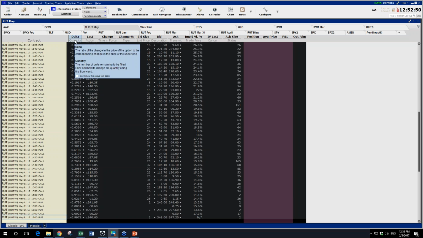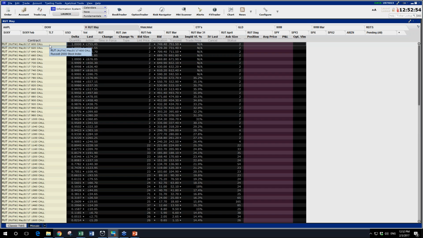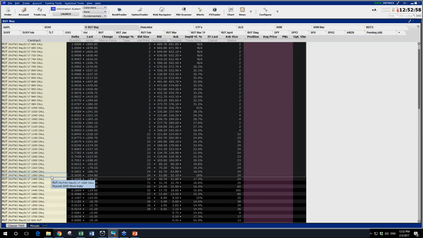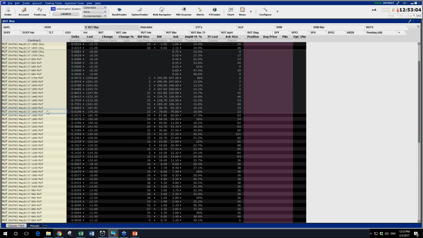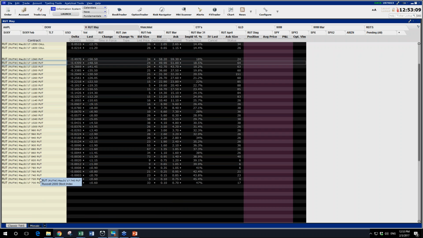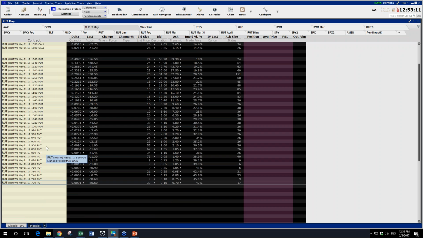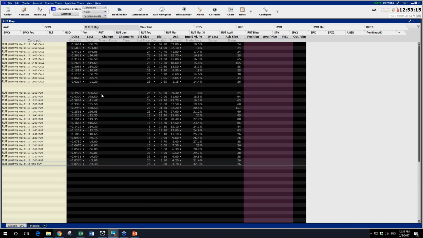That's all of them there, and then I usually just sort by delta to get them in order, and I just delete the ones that I don't want. So I'm not really interested in any of these ones that are deep in the money. I'll delete those. Also not interested in any of these ones. And then I just separate the calls and the puts, and then I just delete some of these really deep out of the money puts that I'm not really interested in either, and then that gives me my options. So that's how I do it.